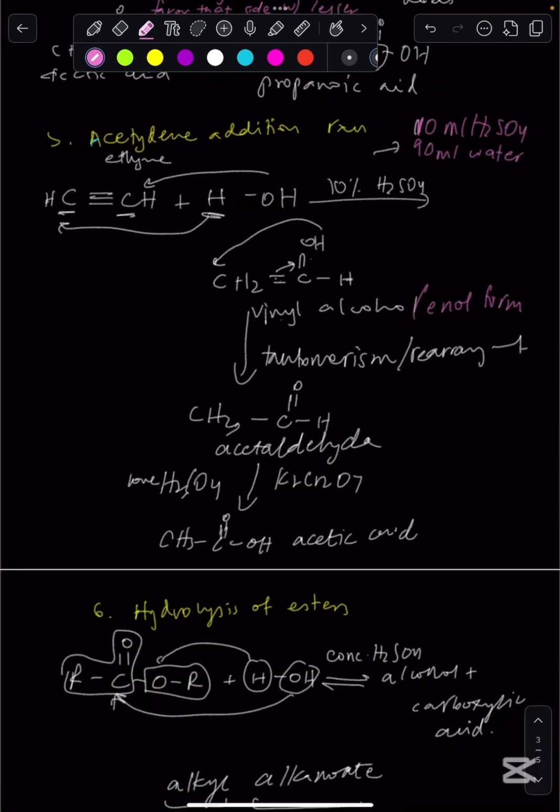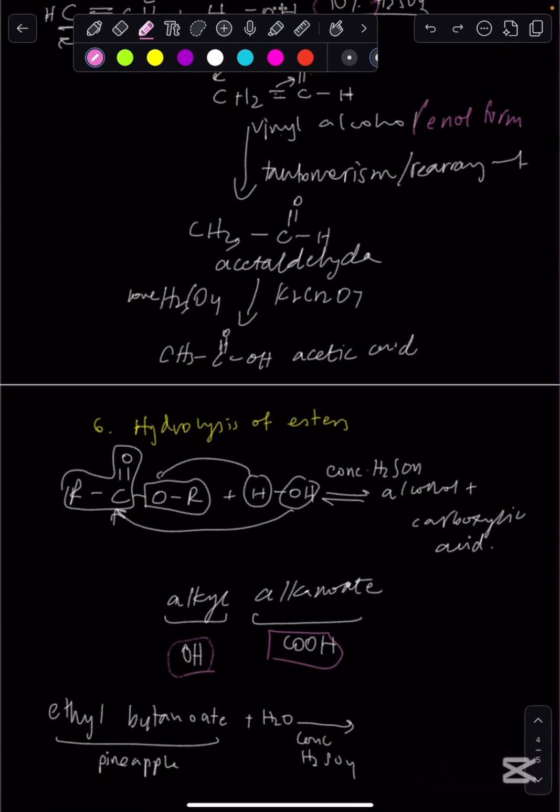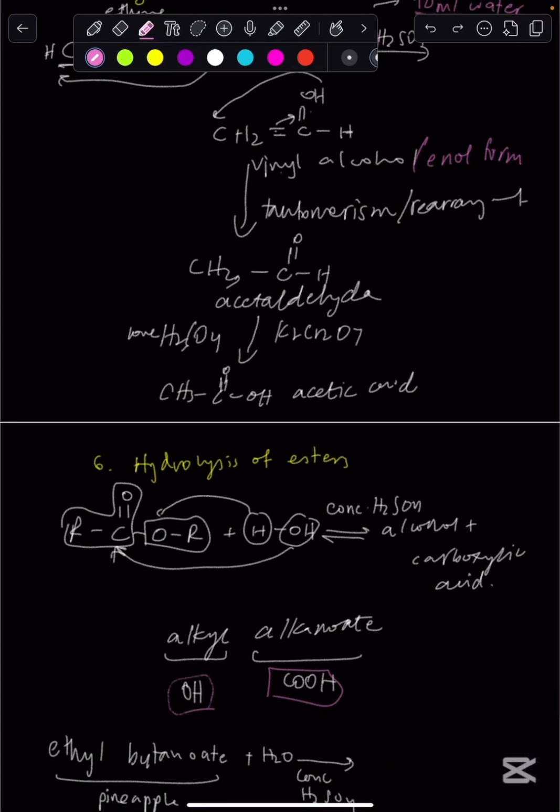So then we have, I explained that the 10% H2SO4 is actually 10 ml H2SO4, 90 ml of water, and the vinyl alcohol is also called the keto-enol or anything like that.